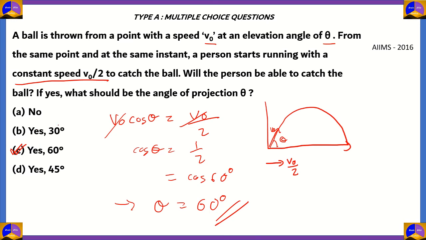Now, if you take 30 degrees, then you'll still get the same range, but the problem is the speed will be way less. So you have to run faster in order to get that ball. So therefore, for that person who can only run at v0 by 2, it will not be possible. So therefore, option B is incorrect. And since you can technically catch the ball if you run at the horizontal component of velocity, option A is incorrect. And in option D, the angle again is incorrect. So if the angle is not 60 degrees, then it either becomes too fast or too slow for the person to catch the ball. So therefore, option C, 60 degrees and yes, is the right answer.